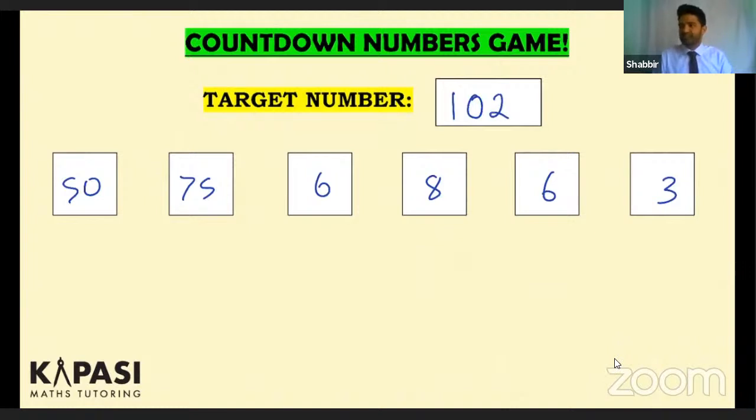So you've got 50, 75, 6, 8, 6 and 3, and you've got to make 102. You can only add, subtract, multiply and divide those numbers. You can't use the numbers more than once. No cheating, no using calculators. Let's get our mental maths brains working. Let's see if you can get 102.